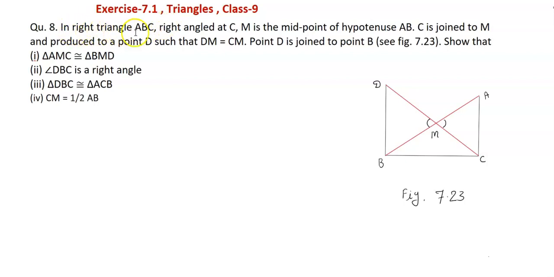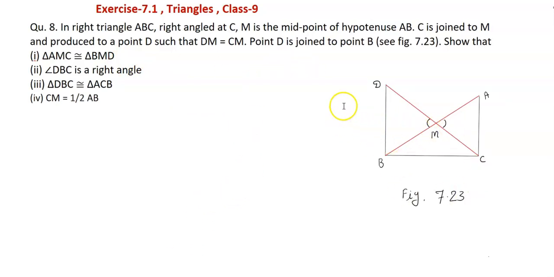So in right triangle ABC, the right angle is at point C. M is the midpoint of hypotenuse AB, and C is joined to M and produced to point D, such that CM is equal to DM, and point D is joined to B. So we have to prove these four questions from the given details.